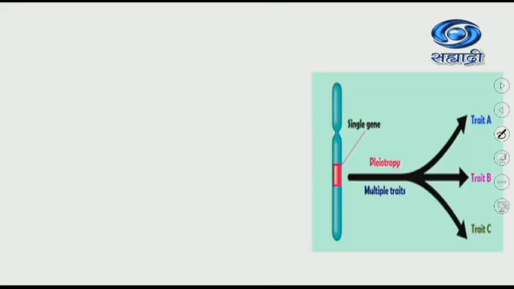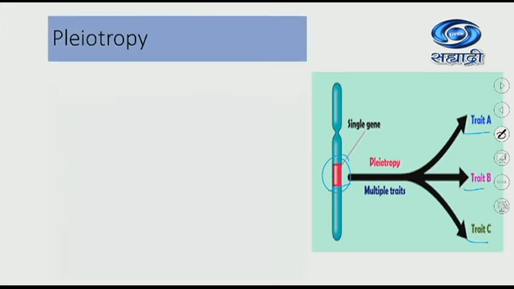Now we'll study about pleiotropy. Very interesting. Exact opposite of multiple allelism. In multiple alleles, many alleles, one character. In pleiotropy, one gene, many characters are affected. Due to a change in this one gene, there is one trait, B trait, C trait. So see, it is opposite. Multiple alleles, one character, is an example of multiple alleles. One gene, many characters affected, is an example of pleiotropy.